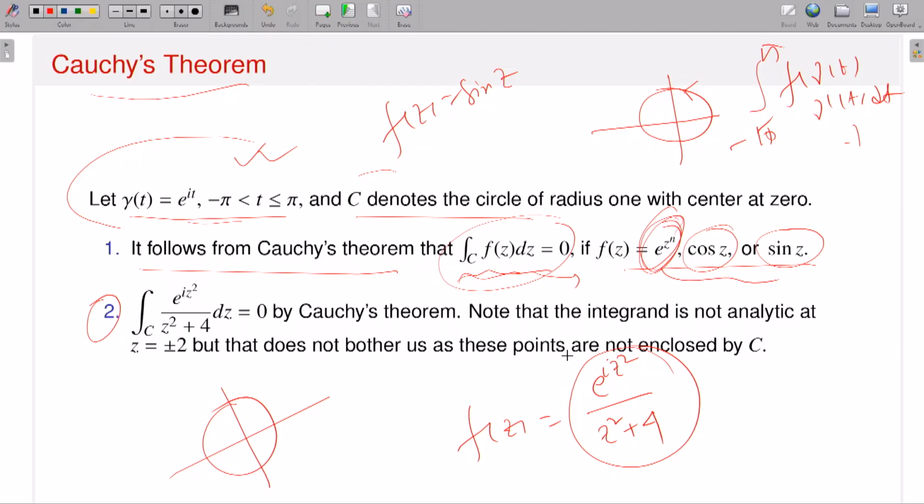These functions you can easily guess: at z equal to plus or minus 2 there will be a problem. That means my function loses analyticity. Even though the numerator is analytic, the denominator will have singularities at the points plus or minus 2, right? So therefore this function is not analytic on the whole complex plane.